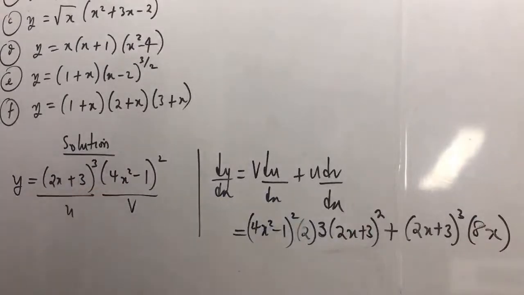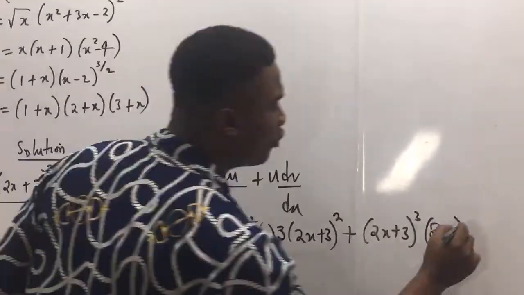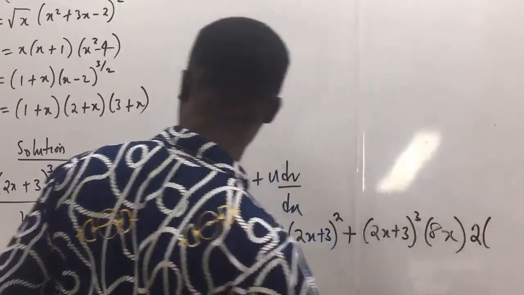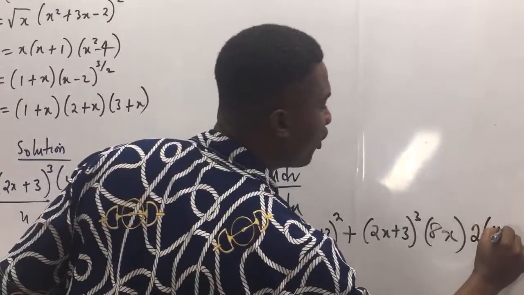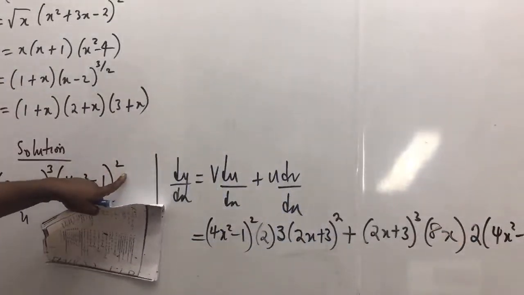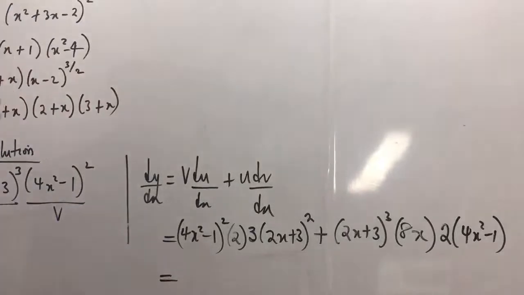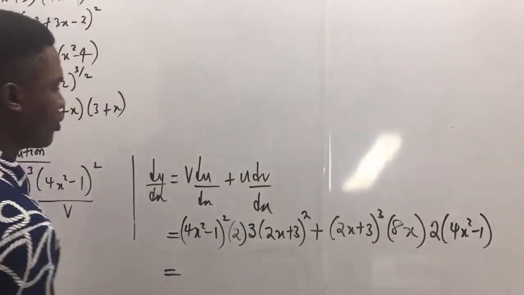Now differentiate the outer function. The outer function is everything raised to power 2, and that will mean using 2 to multiply everything in the bracket, 4x squared minus 1, and subtracting 1 from this power. Subtracting 1 from the power 2 gives power 1. So this reduces to this particular solution.